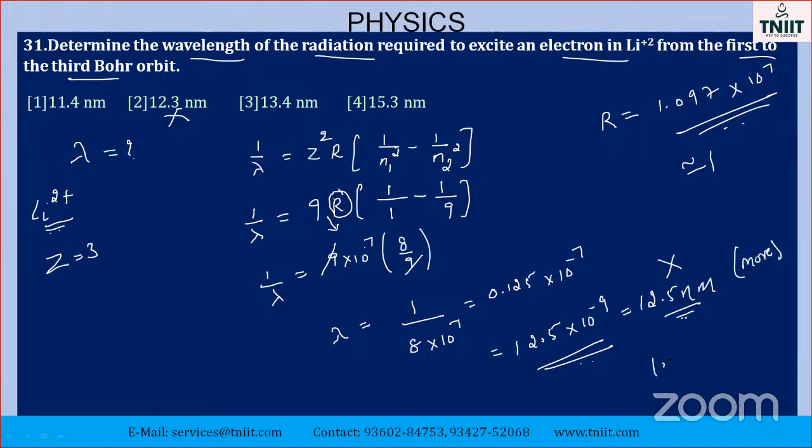But our answer should be less than 12.5. So definitely these three possibilities are not the case. So maybe 11.4 is the correct one. You are going to get 12.7 when you put R equals 1 into 10 power 7. If you take the R value as 1.097, you will get 11.4. So less than 12 should be our answer.